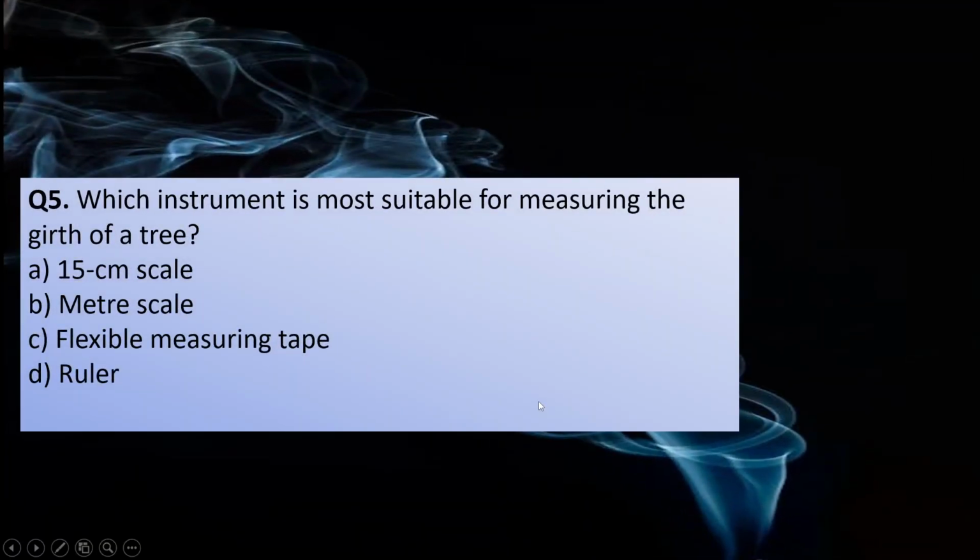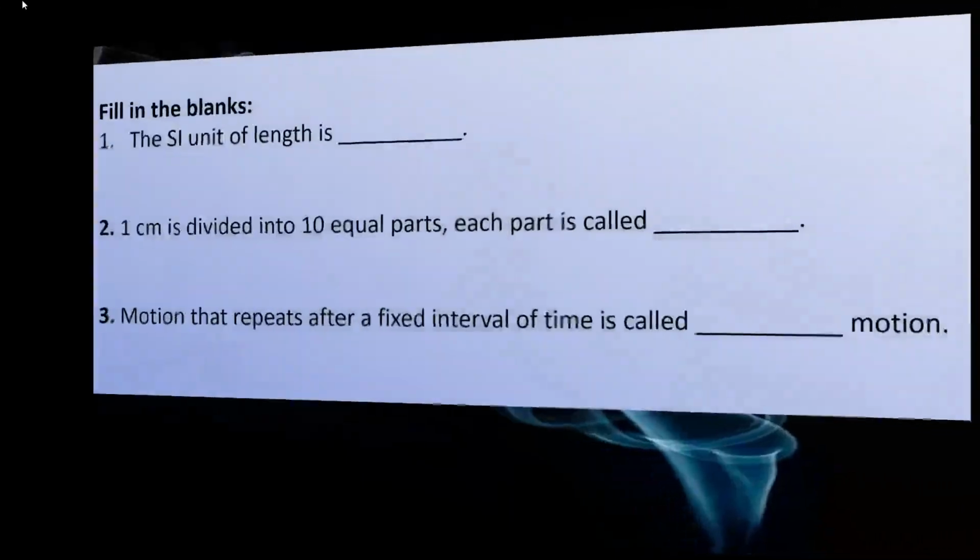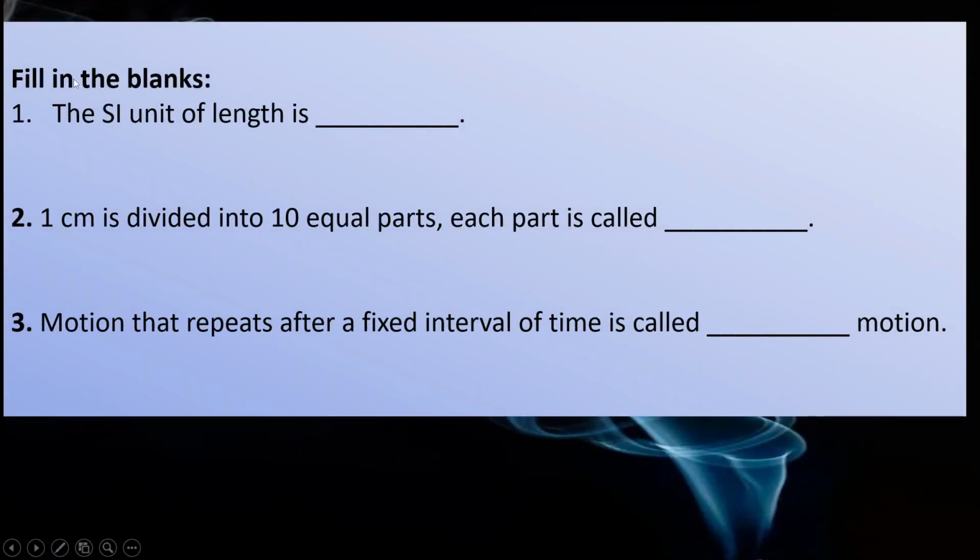Question number 5. Which instrument is most suitable for measuring the girth of a tree? Option A, 15 centimeter scale; B, meter scale; C, flexible measuring tape; D, ruler. Answer is, guess, C, flexible measuring tape.